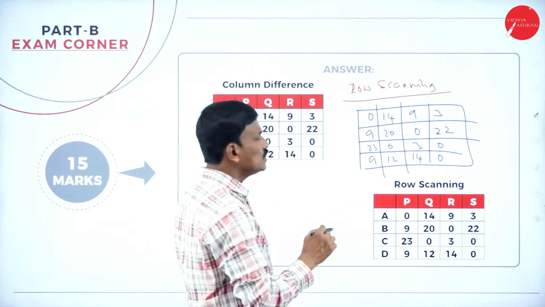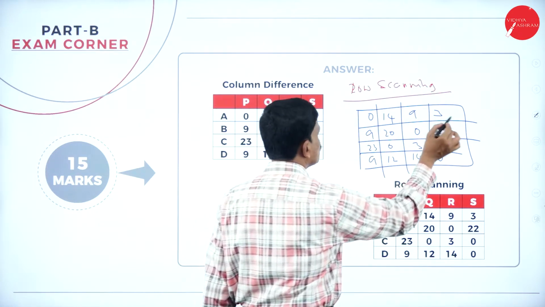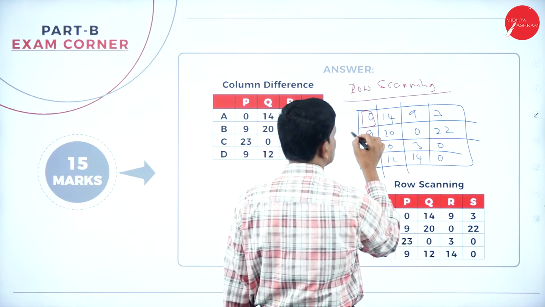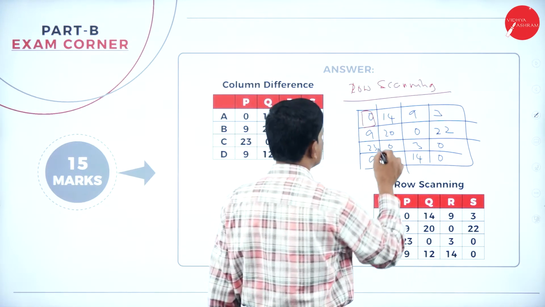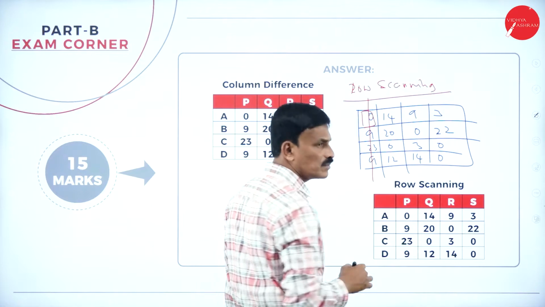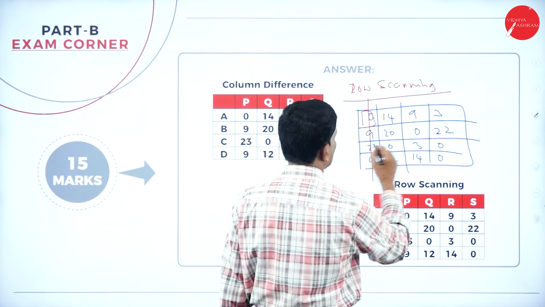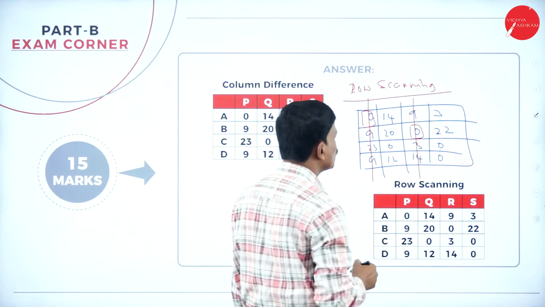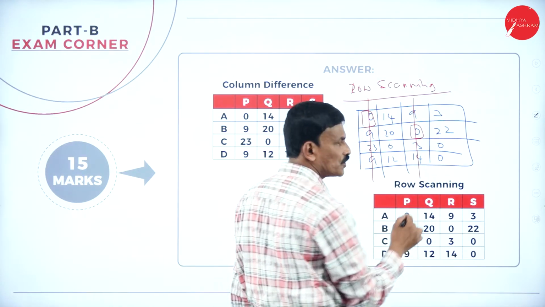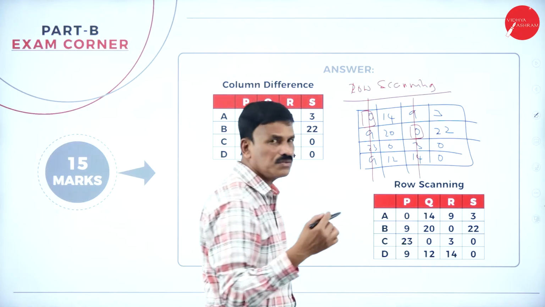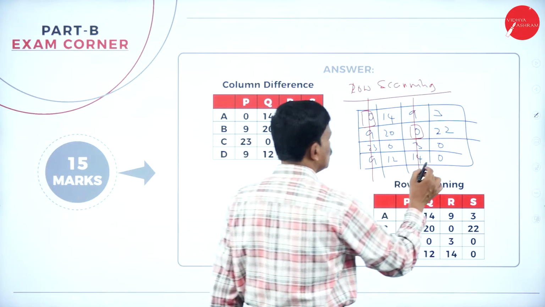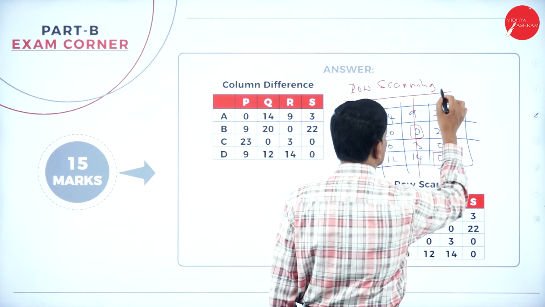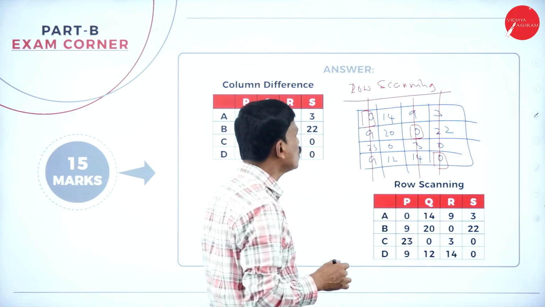Row scanning. In row scanning, first come to the first row. In the first row, this is 0. If the 0 is there in the first row, that particular column gets cancelled. Next, second row. In the second row, here it is 0. You can cancel this particular column. Whereas in the third row, there are 2 zeros. If there are 2 zeros, we will go for the next. So in the fourth row, we have 1 0. We can cancel this particular column. This is called row scanning.